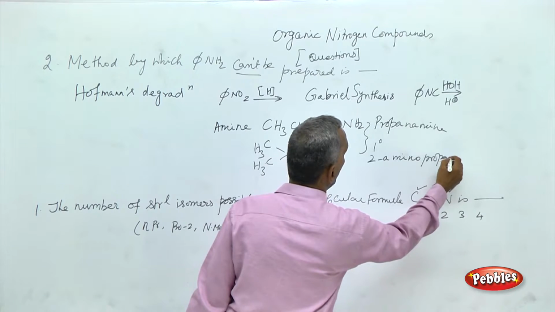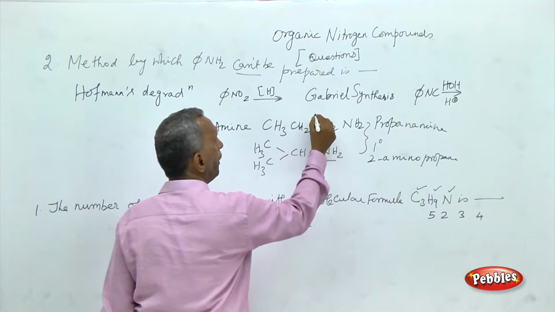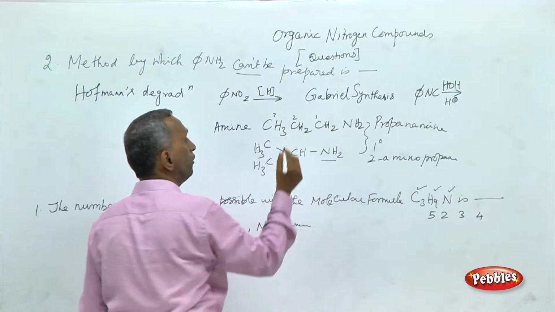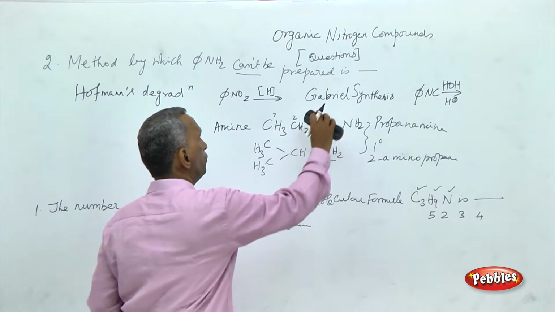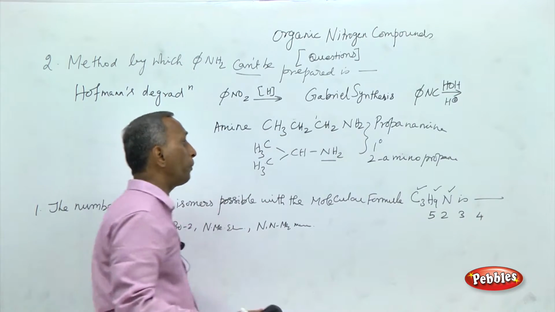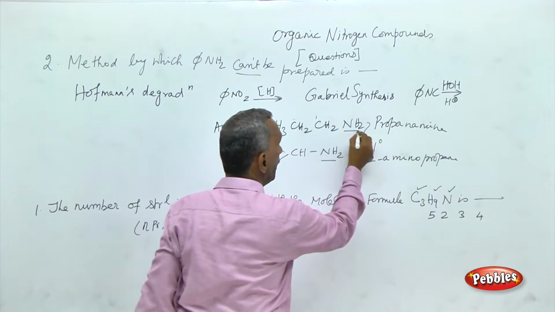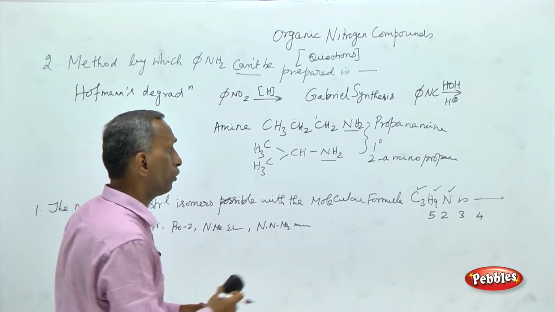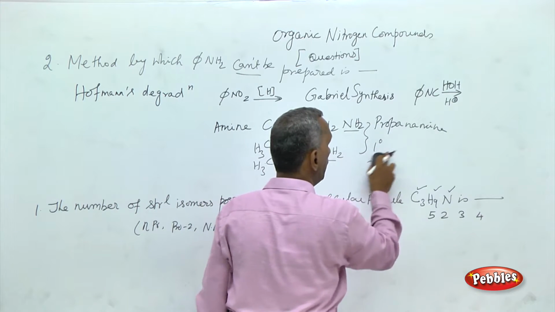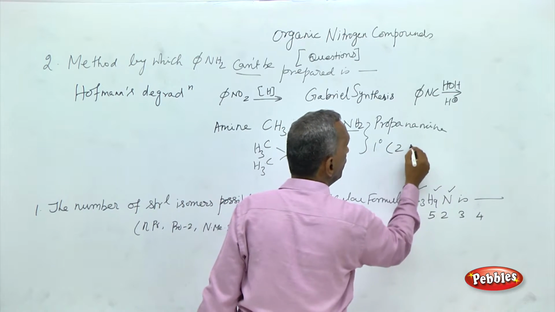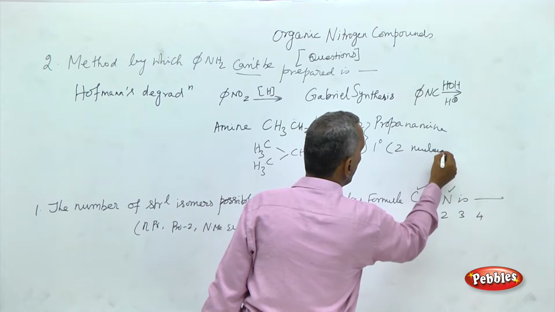The first one can be written as 1-aminopropane. 1, 2, 3: 1-aminopropane, 2-aminopropane. 2-aminopropane is also a primary amine because it contains the NH2 group. So there are 2 primary amines possible.